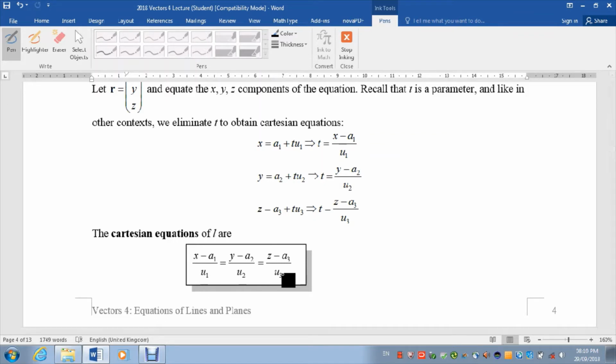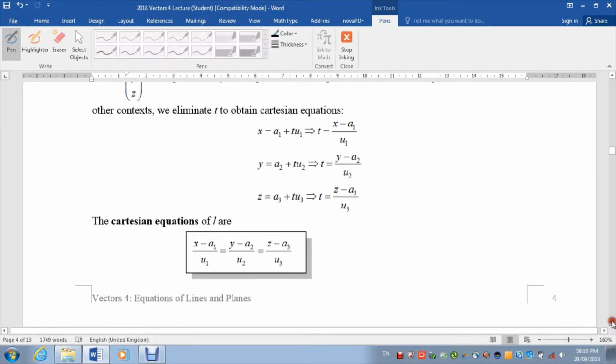And this is known as the Cartesian equation of a line. You must be able to identify, or at least know, what this u1, u2, u3 mean and what a1, a2, a3 mean, when given a Cartesian equation. So recall, if you are given a Cartesian equation of this form, a1, a2, a3 represents a fixed point on the line, whereas the u1, u2, u3 is the vector which the line is parallel to. So this is something very important.